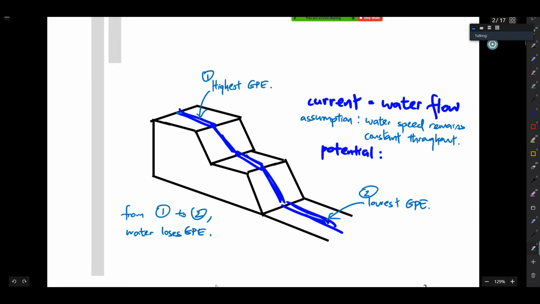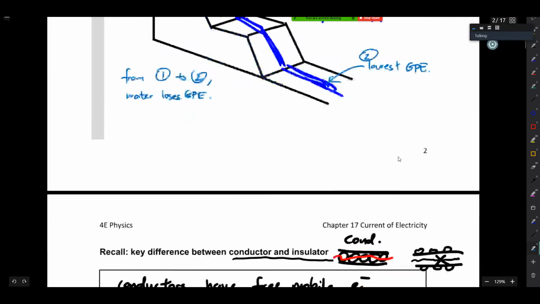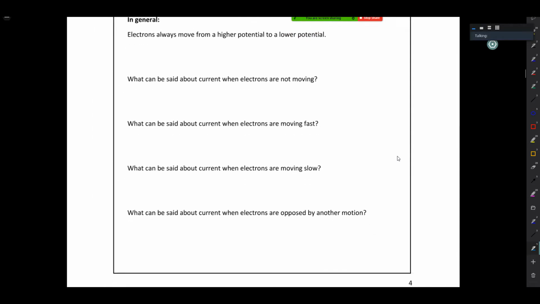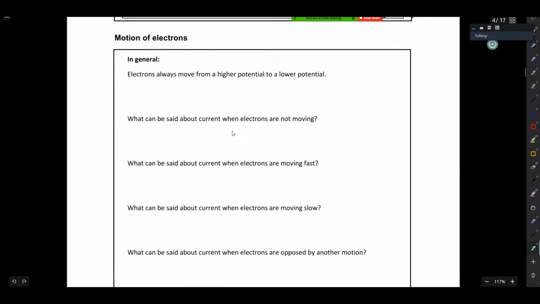So this is our current illustration. We'll continue adding on to this illustration every time I finish one concept. Right now I have finished the concept of current, which is basically the water flow, where the speed will remain constant. Let me move on to the next part.